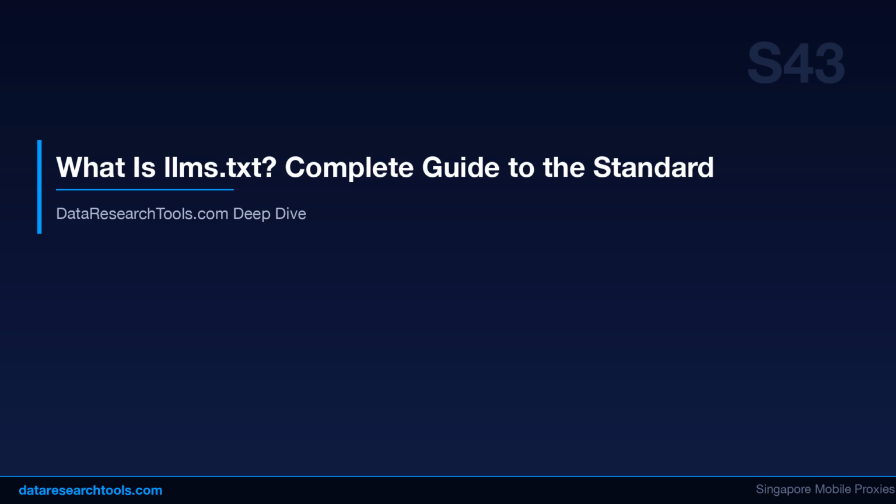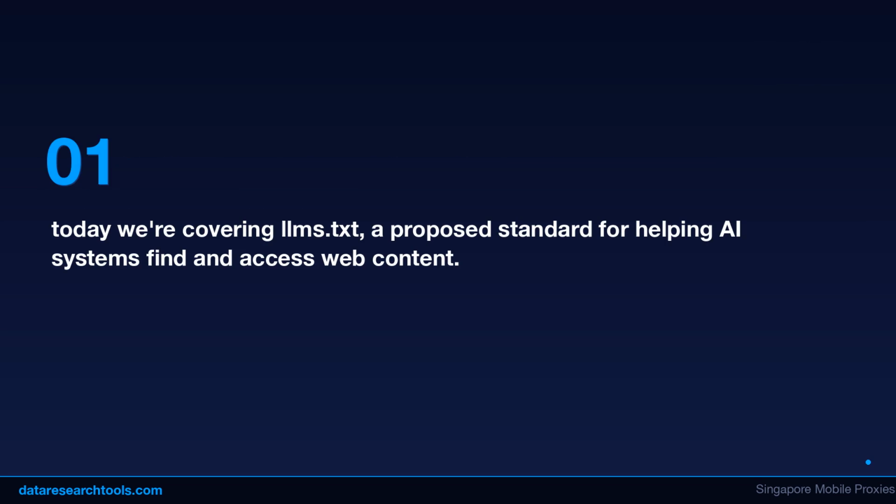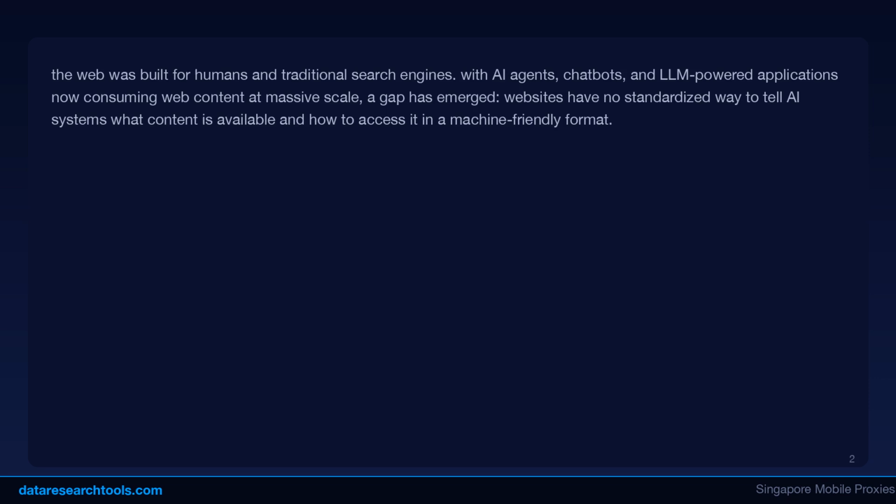Today we're covering llms.txt, a proposed standard for helping AI systems find and access web content. The web was built for humans and traditional search engines, with AI agents, chatbots, and LLM-powered applications now consuming web content at massive scale. A gap has emerged. Websites have no standardized way to tell AI systems what content is available and how to access it in a machine-friendly format. llms.txt fills this gap, just as robots.txt tells search engine crawlers what they can and can't access. llms.txt tells AI systems where to find clean, structured content on a website.